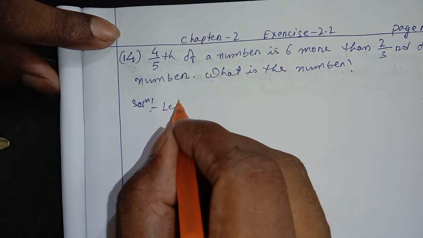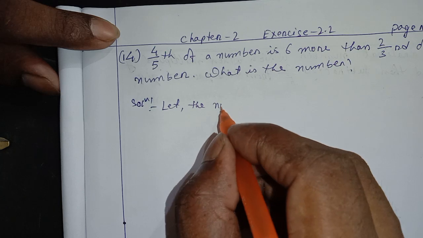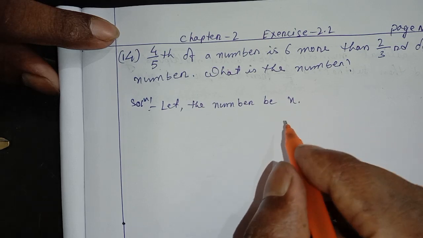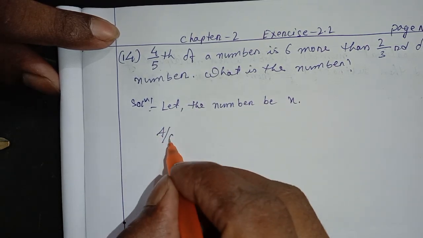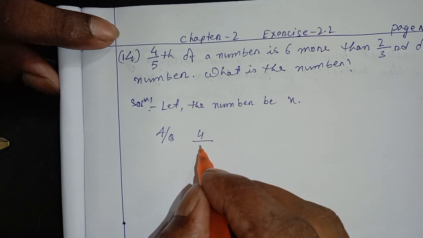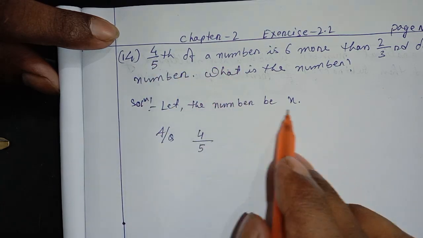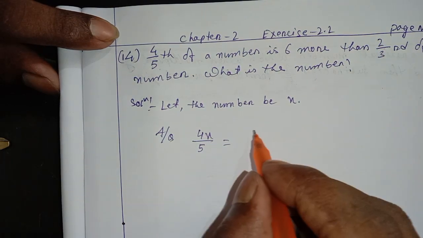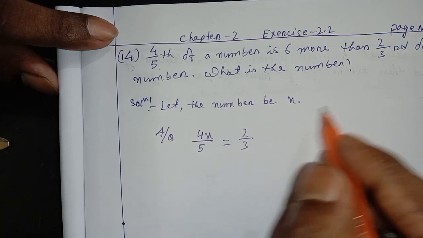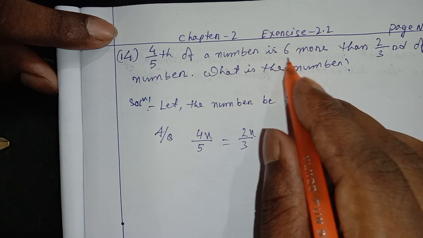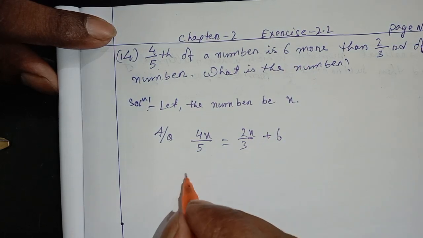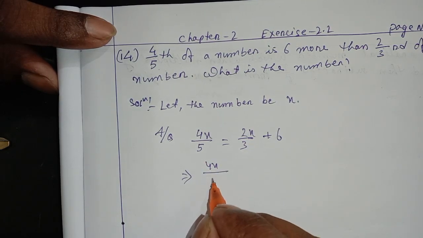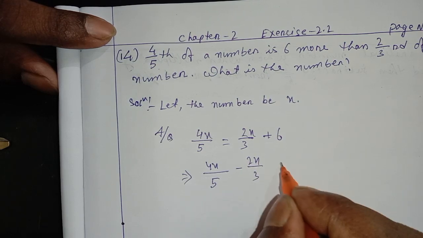Okay, let the number be x. Then according to the question, 4 by 5th of the number x means 4x by 5, equal to 2 by 3rd of the number, 2x by 3, and more means plus 6. Now we take the x terms to this side: 4x by 5 minus 2x by 3 equals 6.